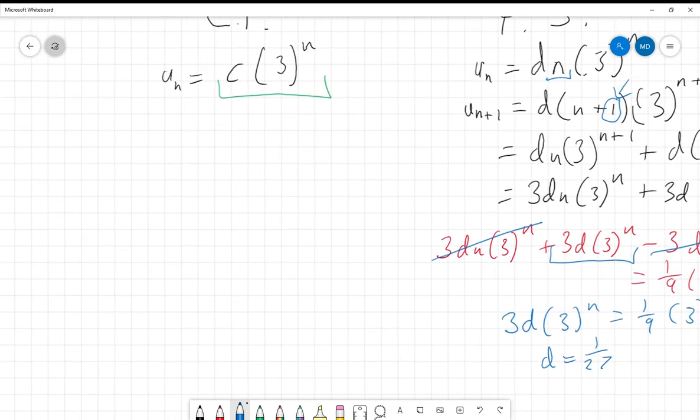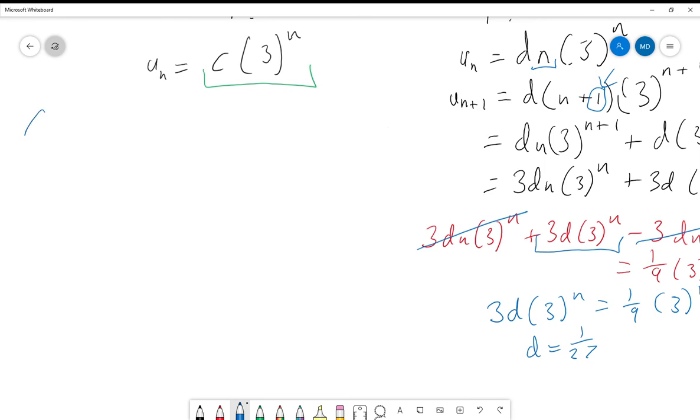Okay, now we can go across to our general solution. We have enough information for that. So our general solution is un going to be of the form c times 3 to the n for our complementary function plus our particular solution, which is 1/27 of n times 3 to the n. And notice we've still got that extra n there, so that these two terms are distinct. They are not the same thing. They will not combine into a single constant.